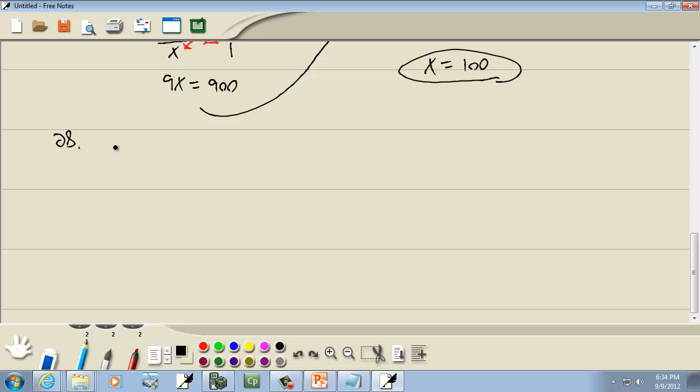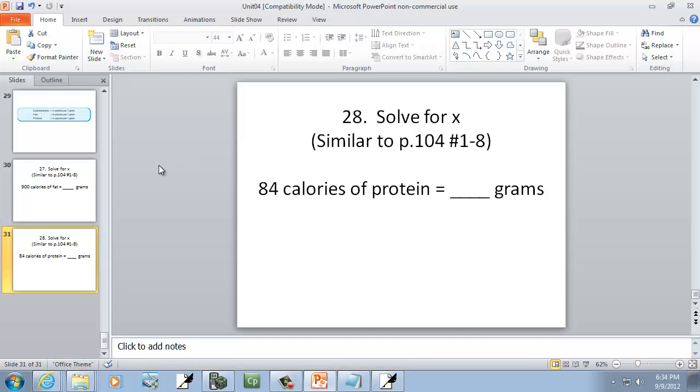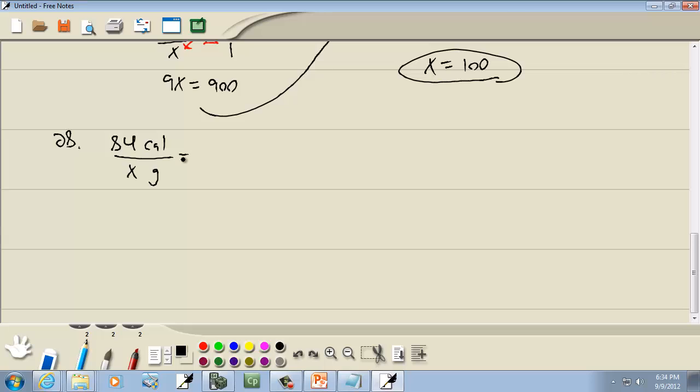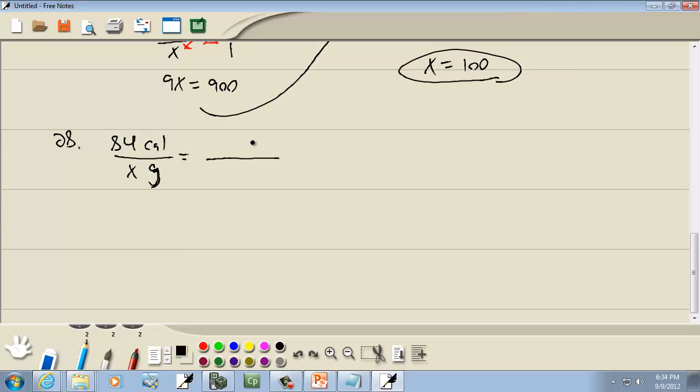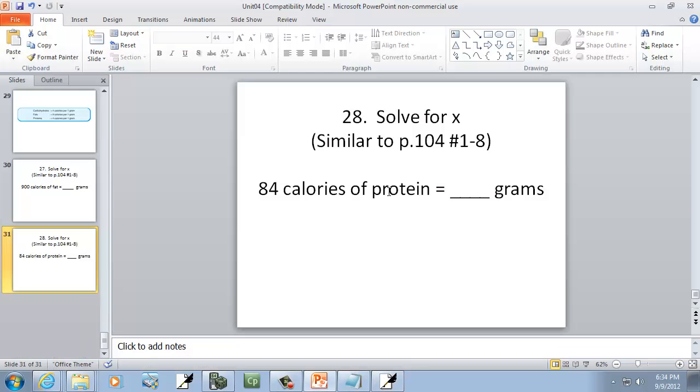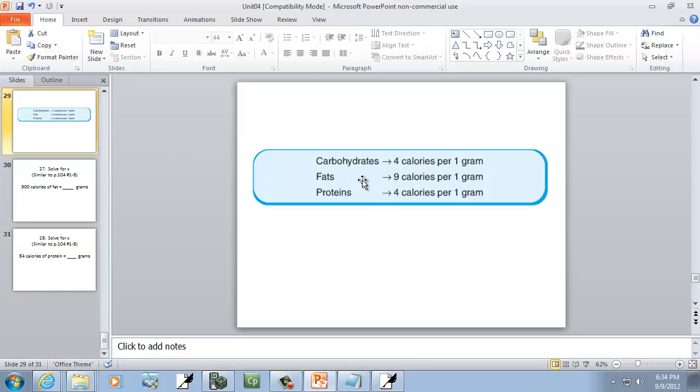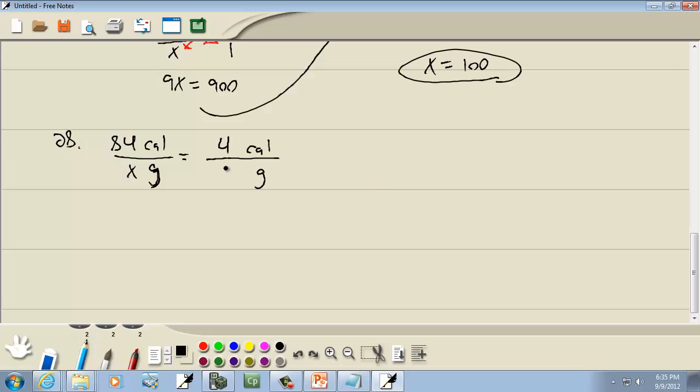So we got 84 calories of protein and X grams. So that's the setup there. 84 calories over X grams. Now if calories is up here, then I need calories here and I need grams here. It has to match. Okay. So if I come over here, I'm dealing with protein. Protein is 4 calories per 1 gram. So 4 calories per 1 gram. Well, now we can drop those calories and grams, and we got 84 over X equals 4 over 1.